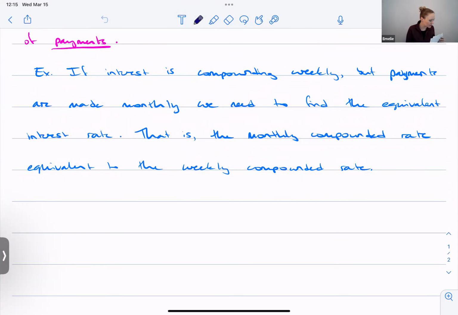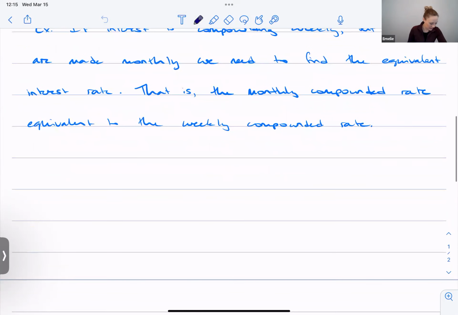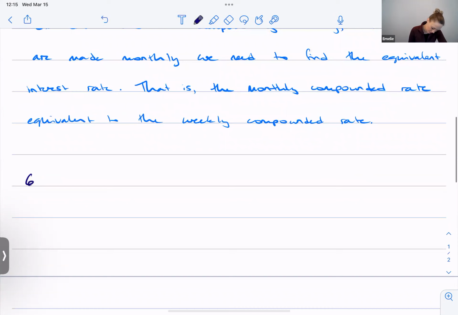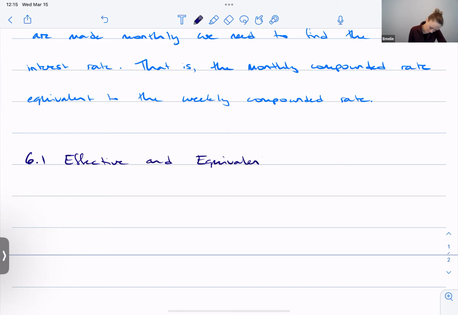Okay, now let me flip back here. So let's start with section 6.1, which is called effective and equivalent interest rates.